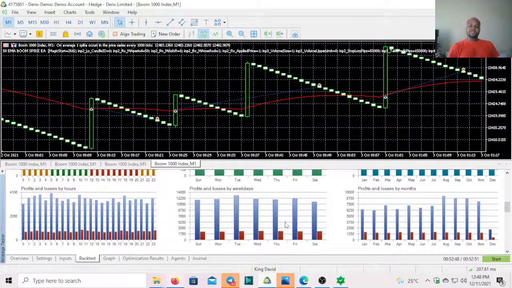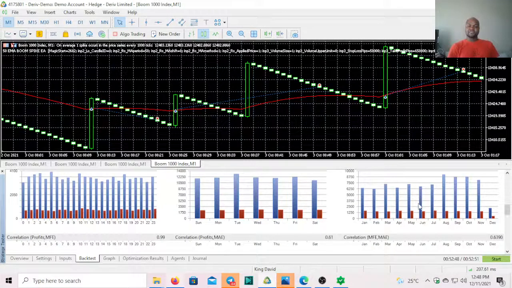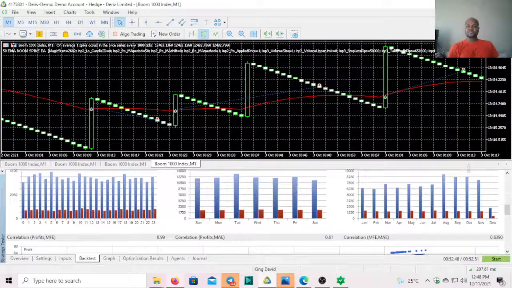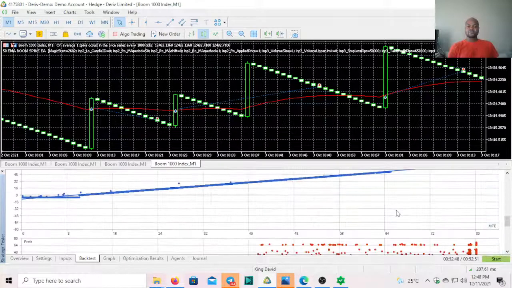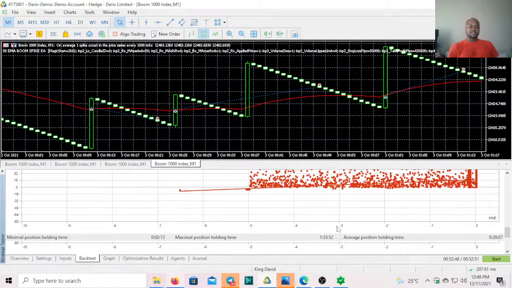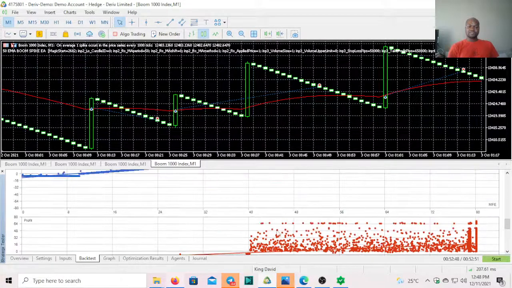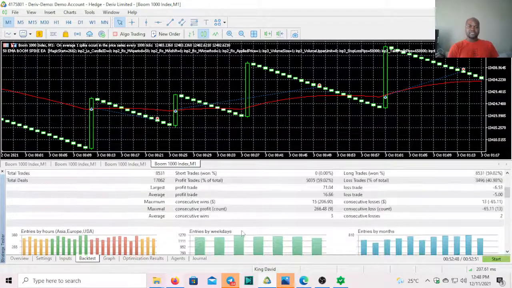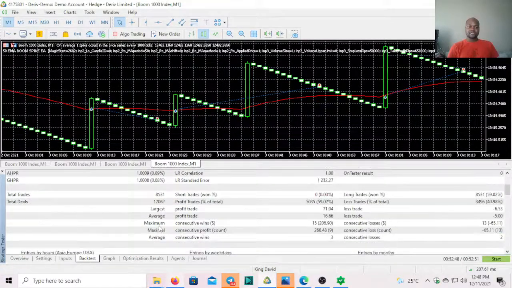On each and every day it will be making money, and each and every month, as you can see, it will be making money. Although these candles in December are a little bit small because it stopped working, I think around the 5th or 9th of December. So these are the results, guys. This is amazing. I'm telling you, you will make money in this market.